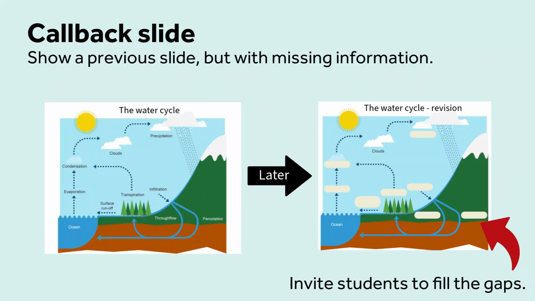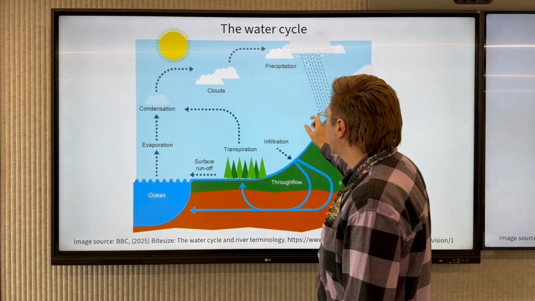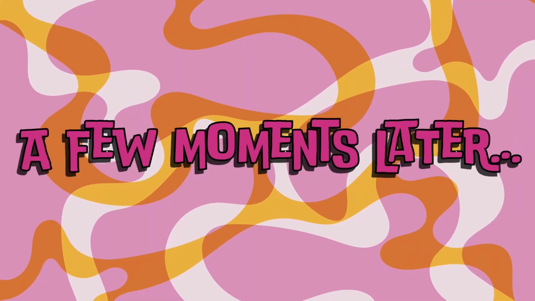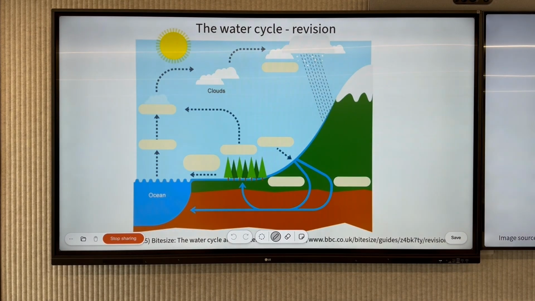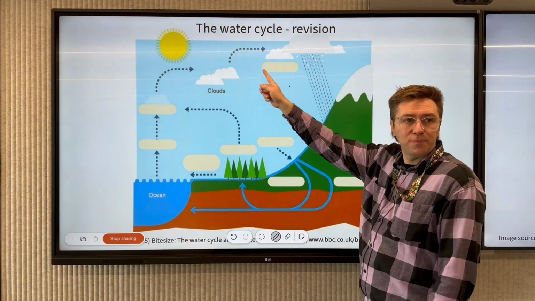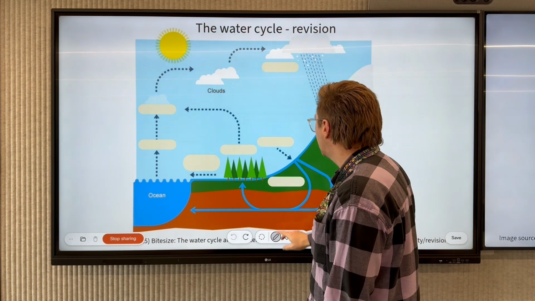So the first activity is a callback slide, and that's where you're showing a previous slide, but this time with missing information, inviting your students to fill the gaps. So in this example, we've gone through the water cycle on a PowerPoint presentation, and then later in the session, you can bring back the slide, but this time with redacted information. So you could get the students to get up out of their seats to fill in that information themselves.